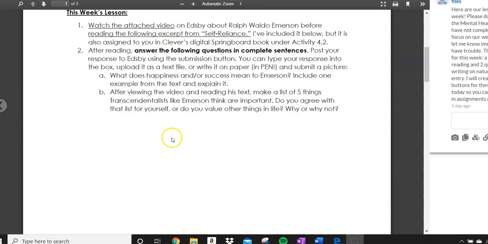The second question says, after viewing the video and reading his text again, make a list of 5 things transcendentalists like Emerson think are important. So if you were saying, you know, you're going to interview a transcendentalist, hey, 5 things right now, what do you stand for? What do you think they would say?